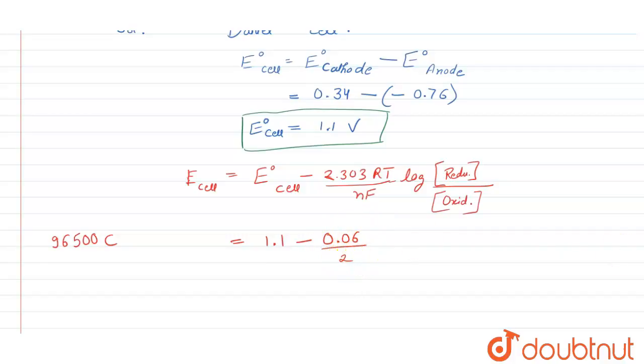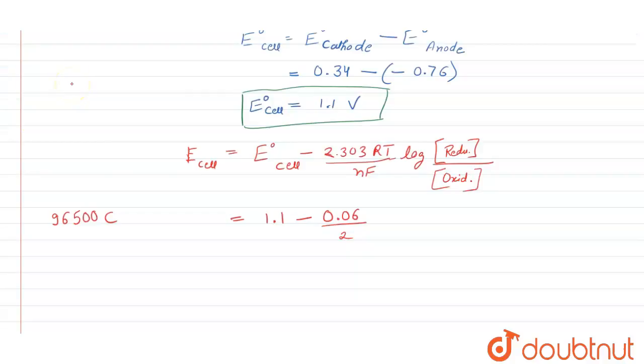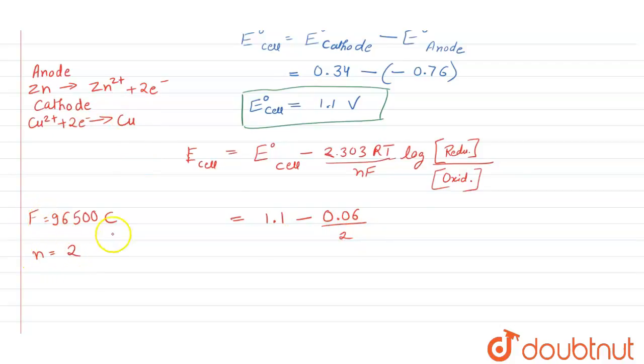As we know, each half cell reaction can be written like this: at the anode zinc is getting oxidized and converted into zinc 2 plus ion along with the liberation of 2 electrons. And at the cathode the reaction occurring is that copper 2 plus is getting reduced by accepting 2 electrons and will be giving us copper here. So there is a net exchange of 2 electrons, so we put the n value to be 2 here.